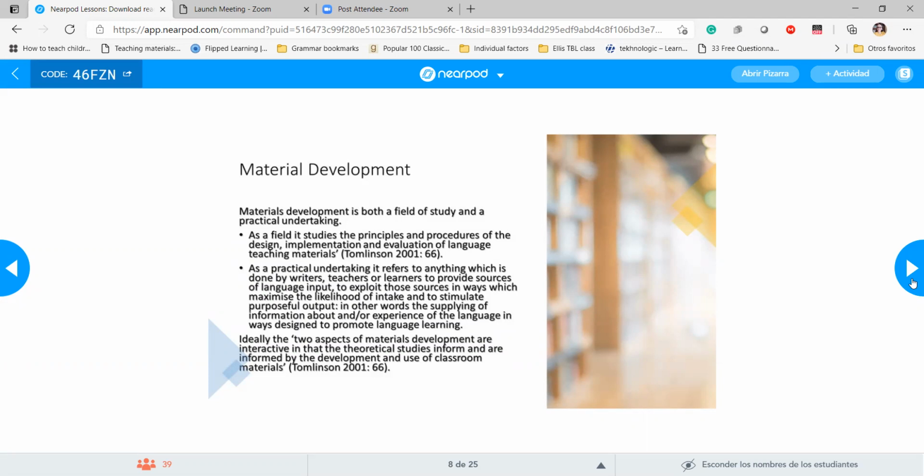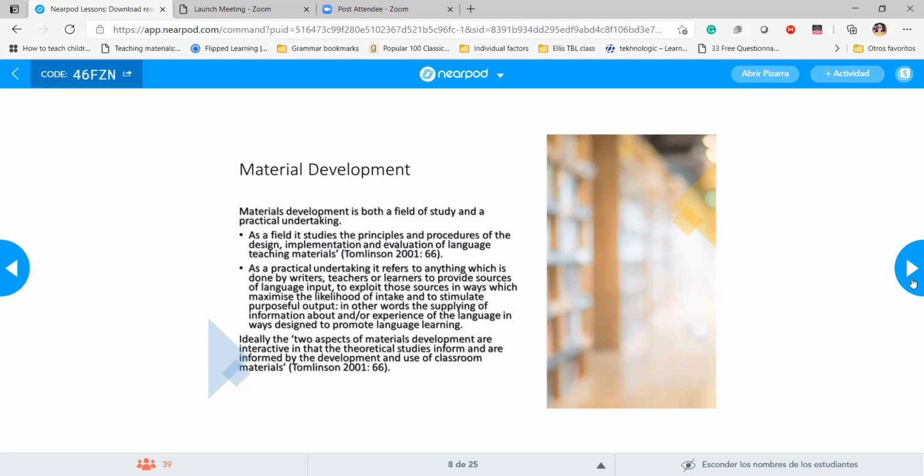Maybe it doesn't have a 100% scientific area, but it does have some principles and procedures that we must follow. Then also, as a practical undertaking, it refers to anything done by writers, teachers, or even learners to provide sources of language input, to exploit those sources in ways which maximize the likelihood of intake and to stimulate purposeful output. So this is a lot of information, as you can see, but it's very crucial, right?